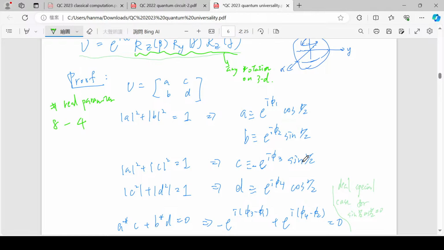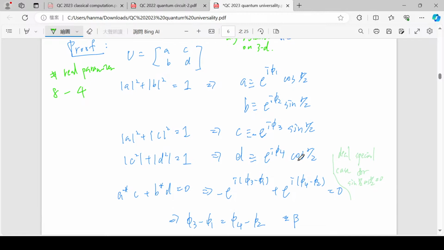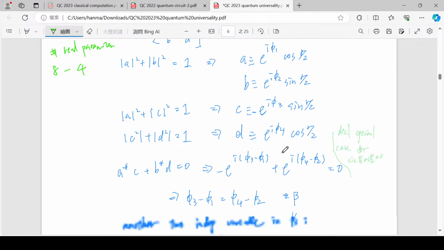And another sign here, right? Another sign, gamma over 2. Because we have cosine here, then we must have sine here. And then c squared plus d squared equals 1, and d also has a phase, and once again it should be cosine. Okay, and so here we are already left with 5 parameters: phi 1, phi 2, phi 3, phi 4, and this gamma parameter.